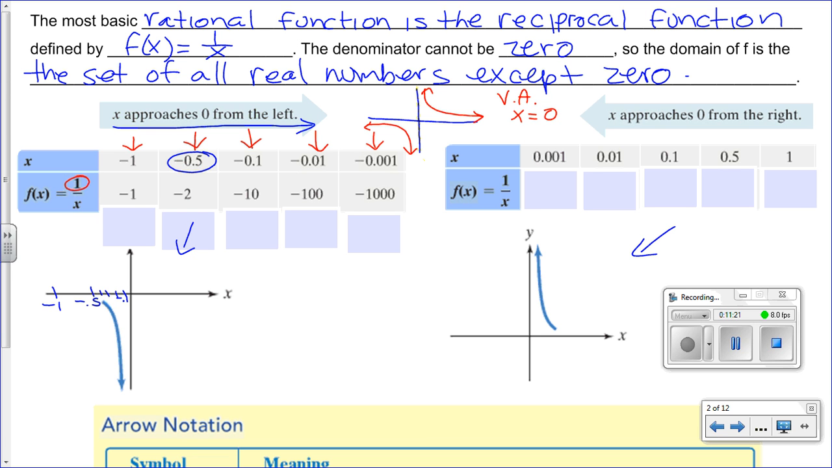Actually, I like the way you said that. So as x approaches 0 from the left, the y values are, you said, decreasing, right? So they are getting smaller. Now, don't let the absolute value of the number confuse you. If we just consider the absolute value as 1, 2, 10, 100, 1,000, you might be inclined to think they're getting larger, but we're talking about negative numbers. So think about they're getting more and more negative. So in other words, they're getting smaller, or they are decreasing.